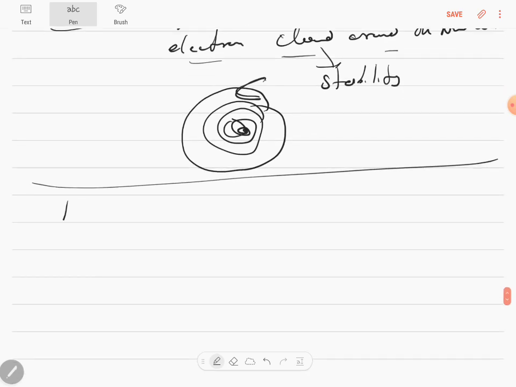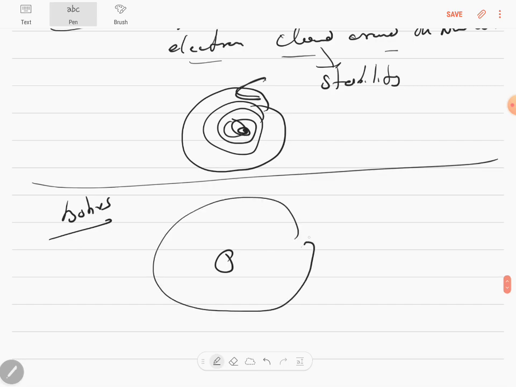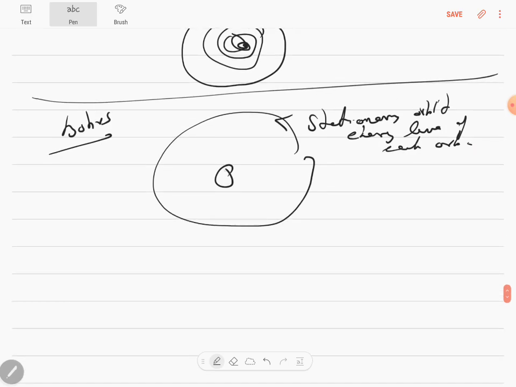Here comes Bohr, a very important scientist, where he said 3 postulates. First postulate is, yes, the electrons are revolving around the nucleus, but in a stationary orbit, which means the energy level of each orbit will be the same. The electrons are going to revolve around the nucleus in a stationary energy level, which means it is not radiating energy, so it will not fall into the nucleus. Thereby that stability is achieved, point number 1.